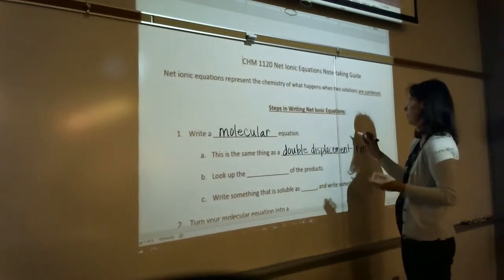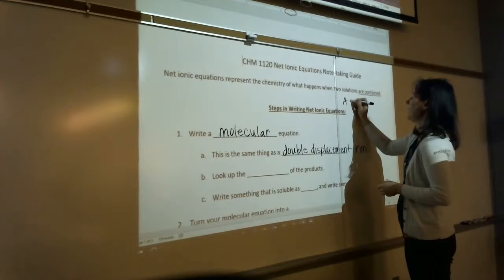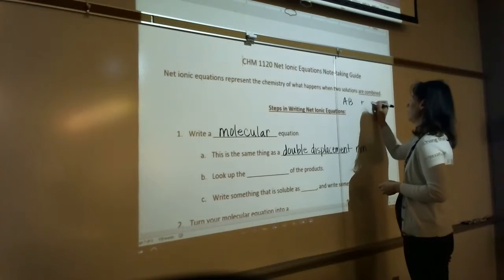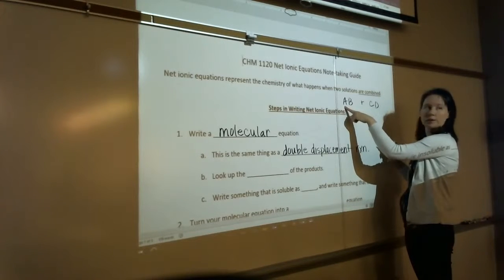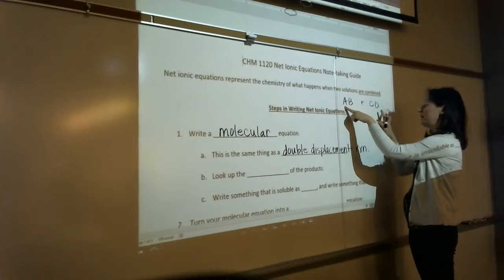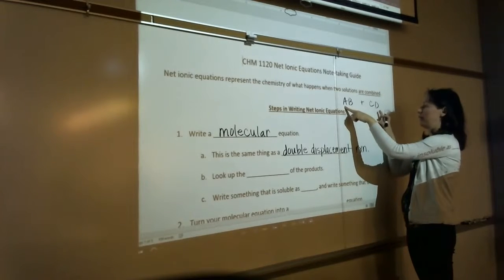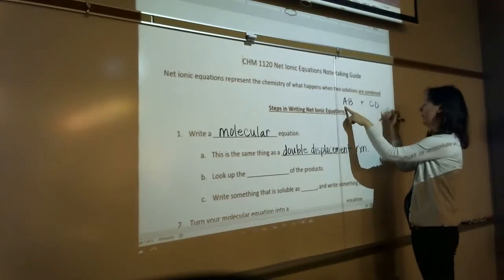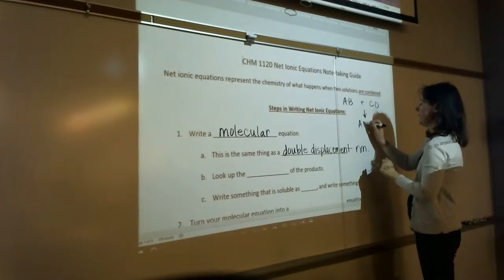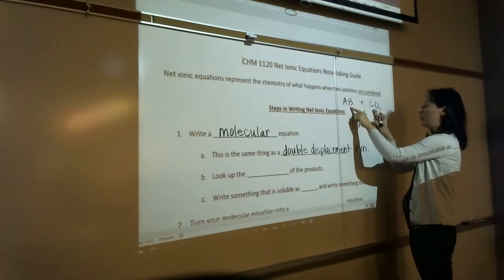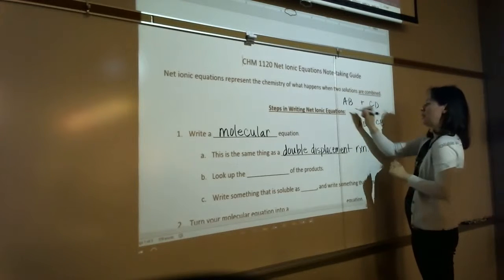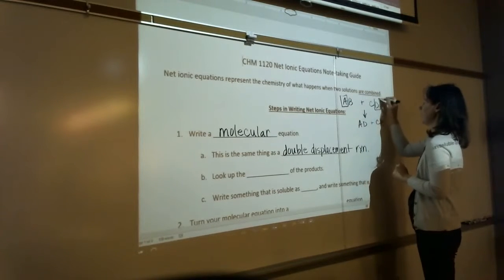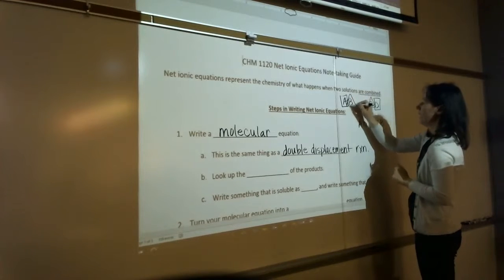So let's just refresh our memory on what that means. AB combined with CD. Now remember, the cation of the first salt gets together with what? The anion or the cation? The cation gets together with the anion, right? So you get AD, and then the anion gets together with the cation, right? Because you have to have a cation and an anion.